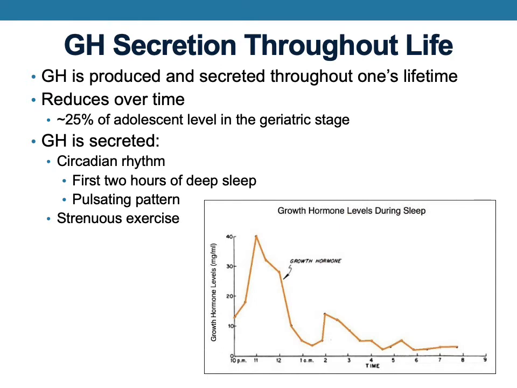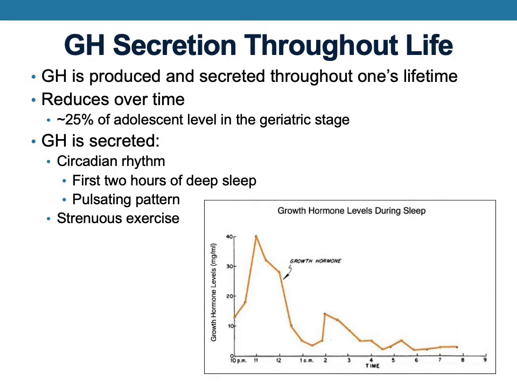Growth hormone is produced and secreted throughout one's lifetime. However, the amount gradually decreases over time, and by the geriatric stage of life, growth hormone secretion is about 25% of the level secreted during adolescence. Growth hormone is regularly secreted on a daily circadian rhythm, typically during the first 2 hours of deep sleep.